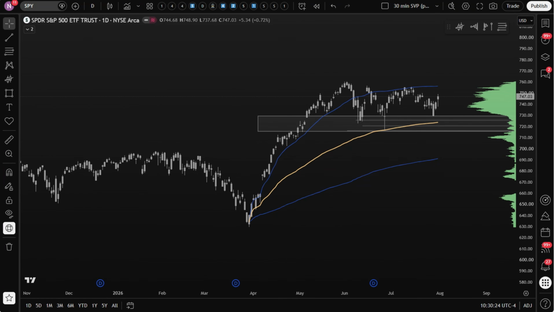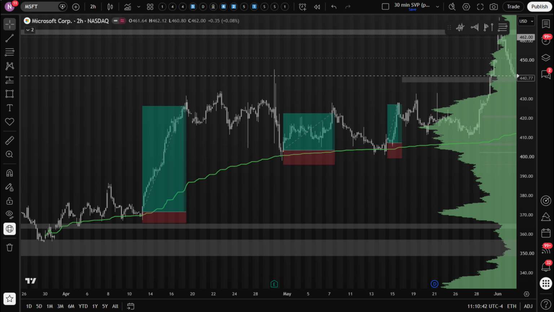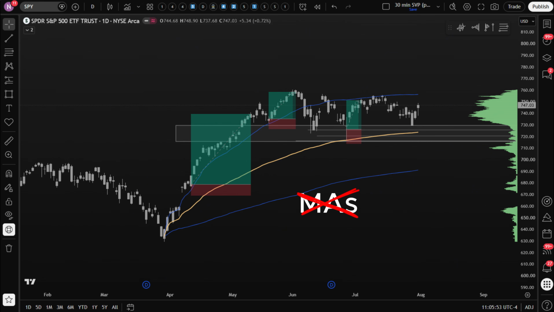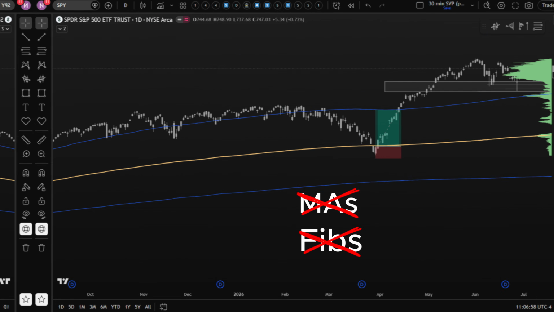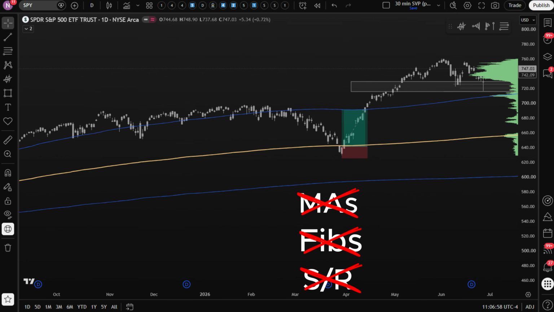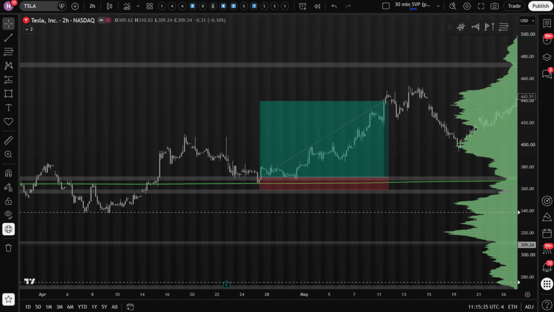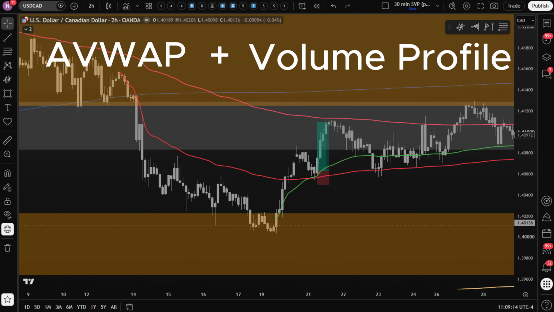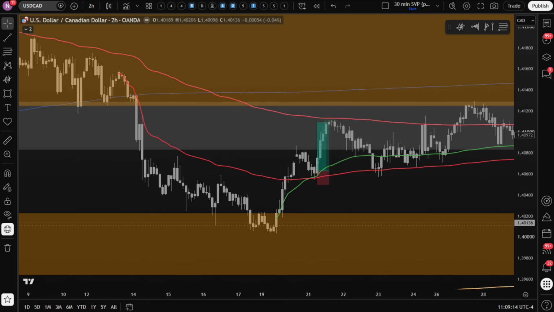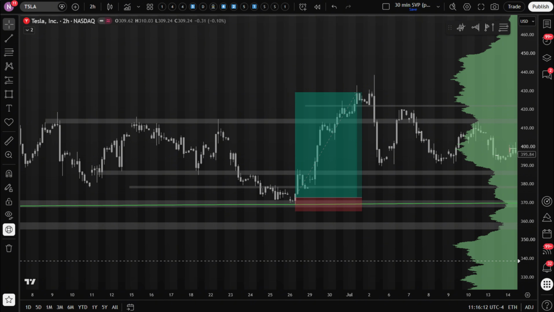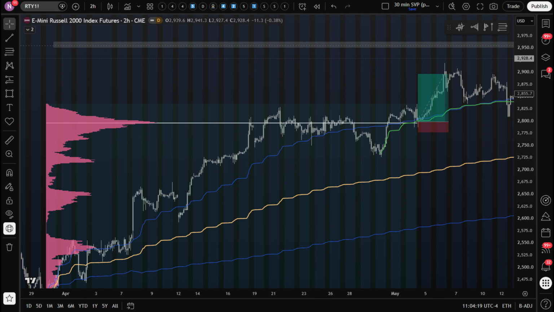What if you could identify the exact prices where buyers and sellers are most aggressively competing and use those levels to find explosive moves like these? Now, these moves aren't based on moving averages, they're not Fibonacci levels, and they aren't random support and resistance zones. They're created by combining a new tool I want to teach you guys, the Anchored VWAP, with volume profile to identify areas where the highest concentration of buying and selling pressure collides.